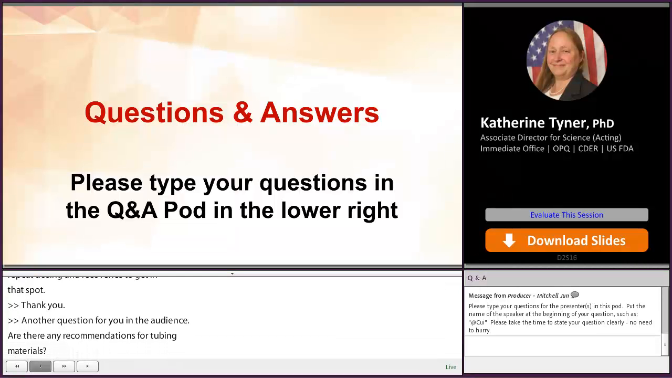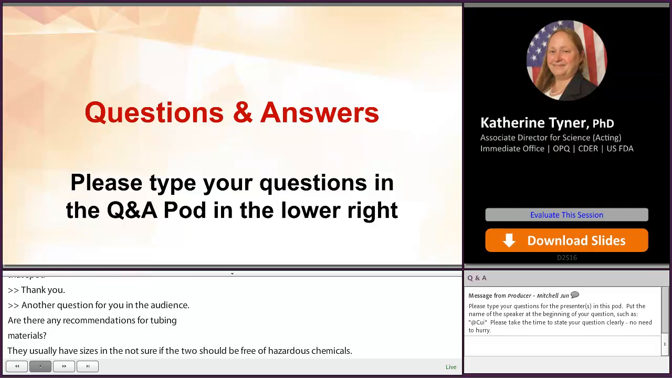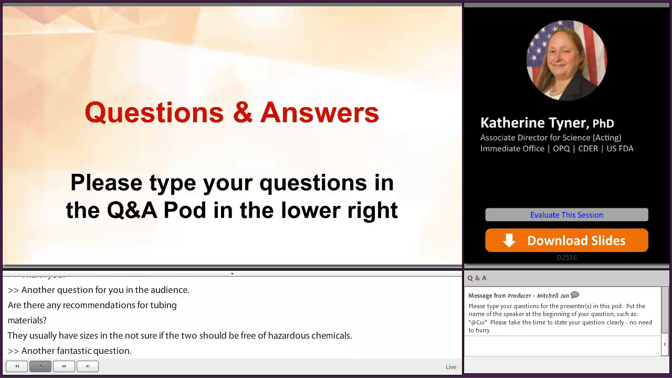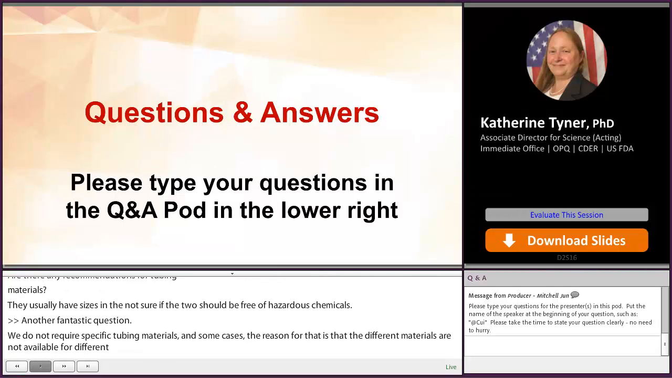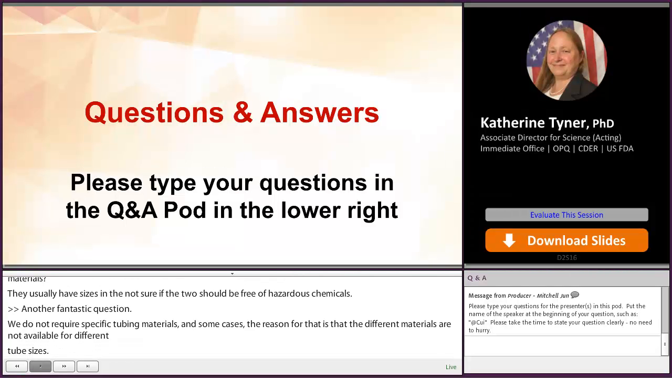Right, another fantastic question. So we do not require specific tubing materials. In some cases, the reason for that is that these different materials are not available for different tube sizes or what have you. So we do request 3 different designs, and that can include tubing material. So if you're able to get 3 different materials that have the different plasticizers, that's fine. But you can also vary based on ports, number of eyelets, etc.